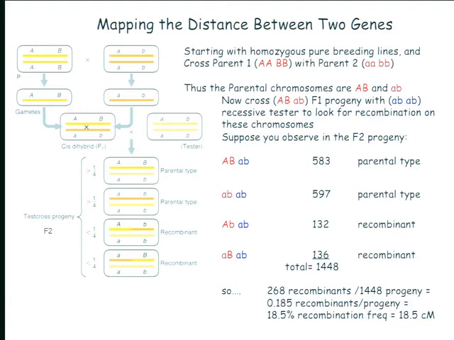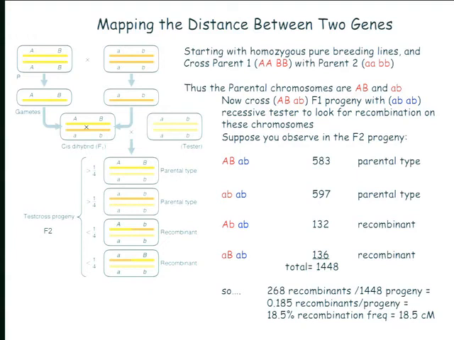So this is not a parental combination. The parental combinations were only big A, big B, and little a, little b. Now we're getting big A, little b. You also get a combination where this part of the chromosome, little a, crosses over to this part of the other chromosome with big B. So now you have a combination of little a, big B. Usually these recombinants are going to be less frequent than the parental type if linkage occurs.